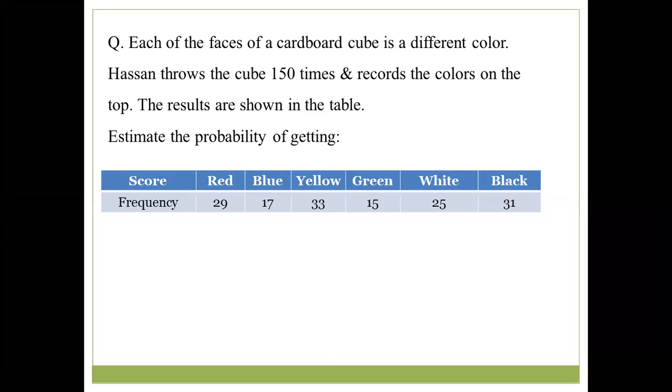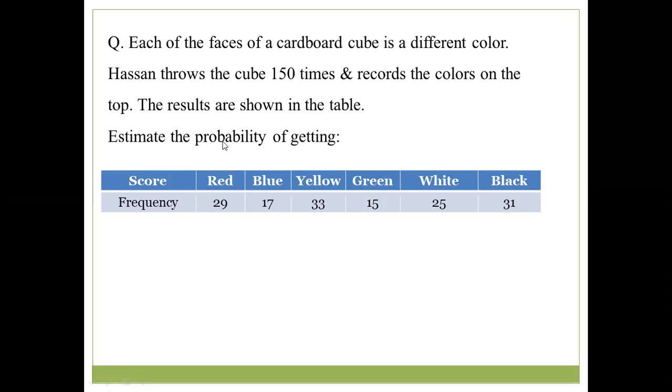So the top face was red 29 times. 17 times the top face was blue. 33 times it was yellow. 15 times it was green. 25 it was white, and black is 31. Remember, the more times he repeats the experiment, the more accurate our estimation is. If he did this experiment 200 times, our estimation would be more accurate.